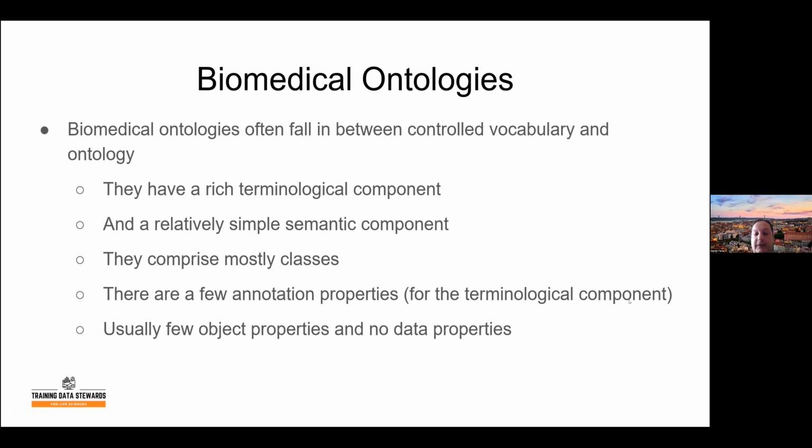So they define things like label and synonym and description, which serve to describe the entities in the ontology, but they have very few object properties and no data properties, meaning they have few ways in which to relate classes to each other, except for the default class-subclass relation, and no ways to provide attributes.